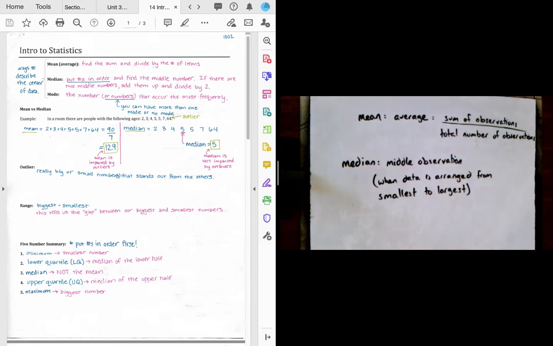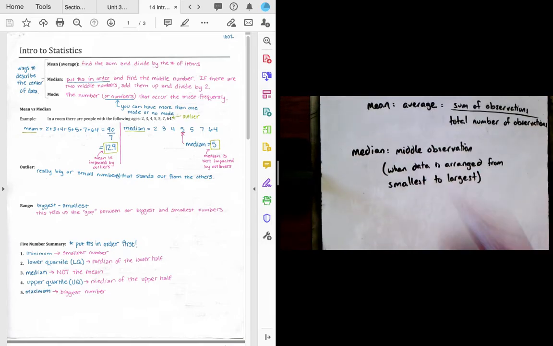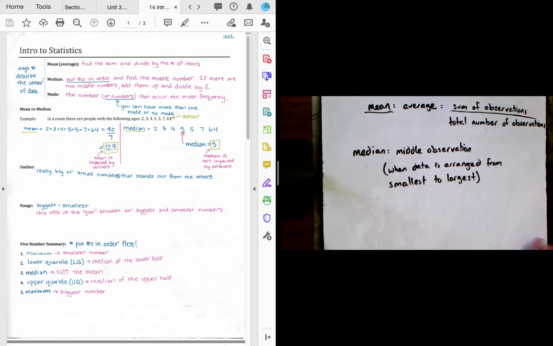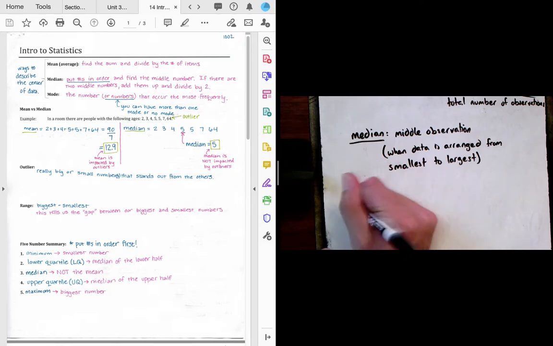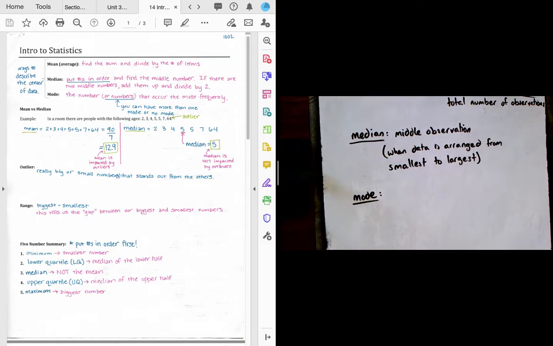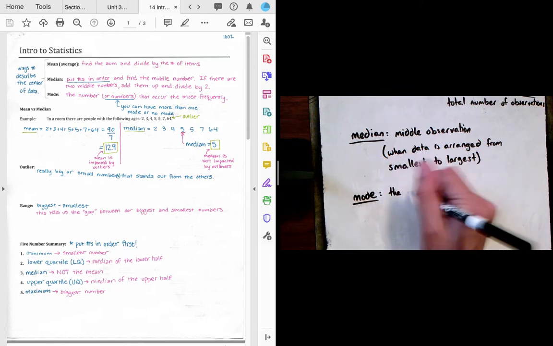There's a third measure of central tendency that we use. We refer to all of these as the three M's: the mean, which is the average, the median, which is the middle observation, and then lastly, the mode. The mode necessarily isn't the middle. It's not a really good measure of the middle. It's a measure of like who's most popular. So the definition of the mode is the observation that appears most frequently.